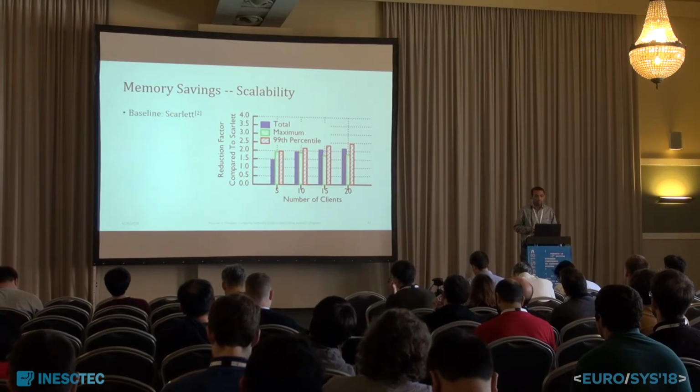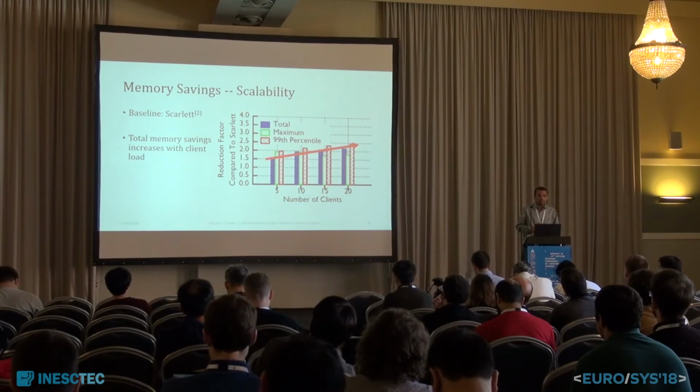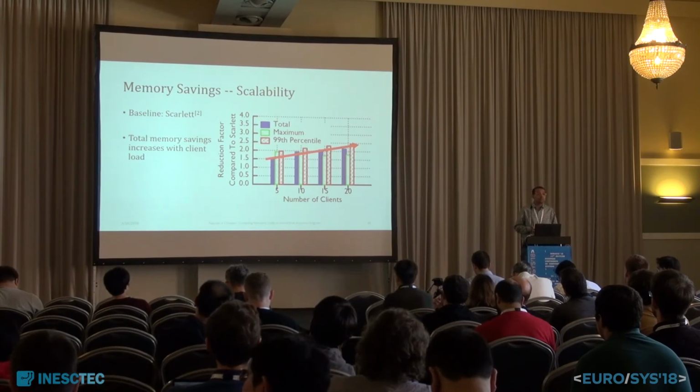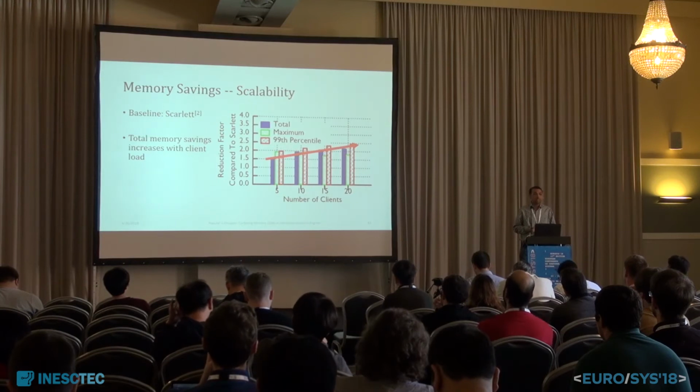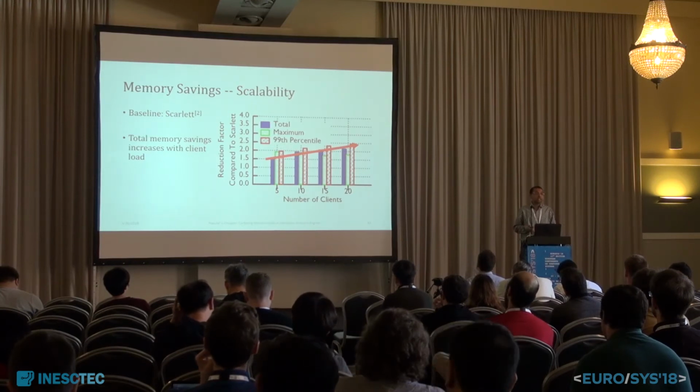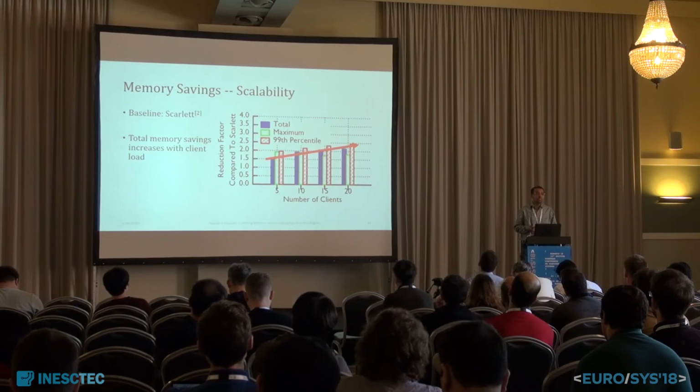We observe a 1.45 to 2.15x reduction in total memory for GetFX, and it increases as the number of clients grows. Scarlet alleviates query hotspots by creating more replicas of popular segments, while GetFX carefully places and replicates popular segments, thereby keeping the memory requirement low.